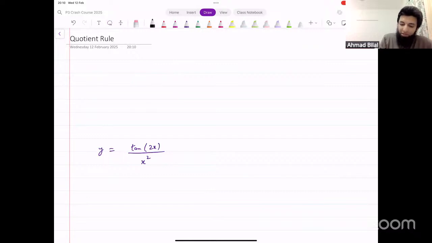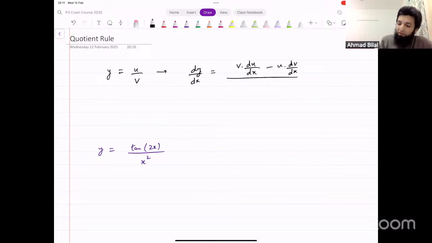In the formula sheet, it's written like this. If you have y equals u over v, the derivative of that is given by v into du over dx minus u into dv over dx, divided by v squared. Okay, that's what the formula sheet says.